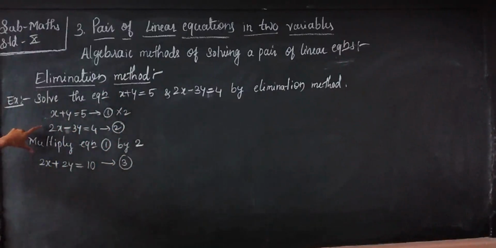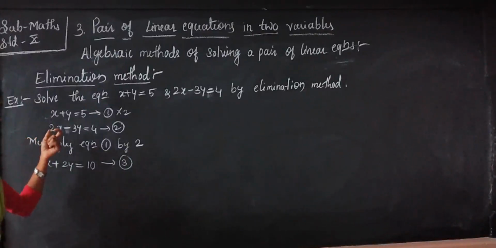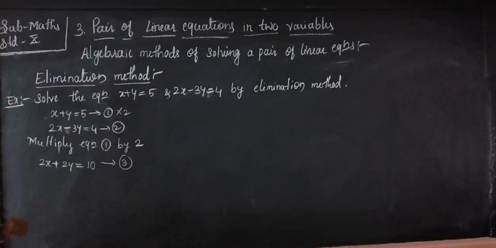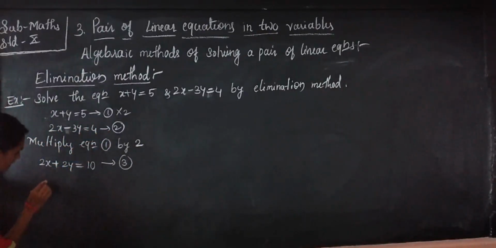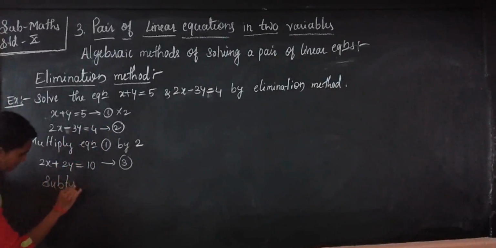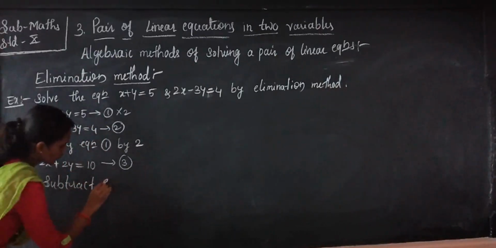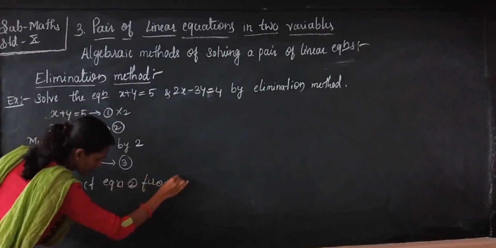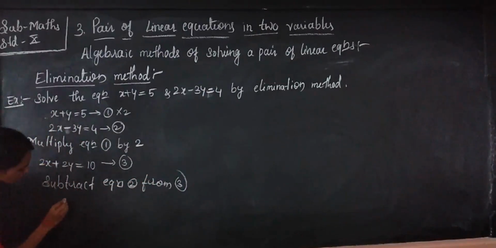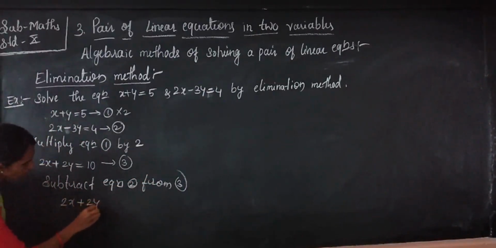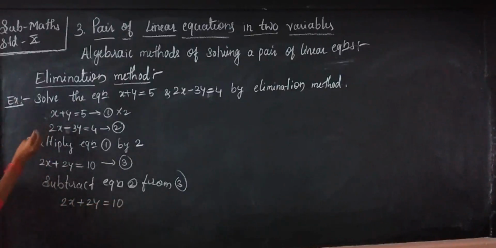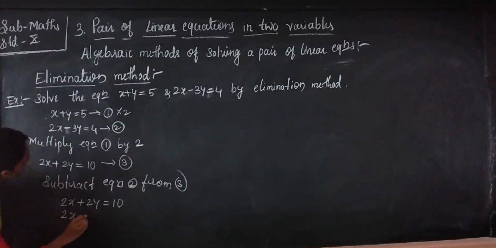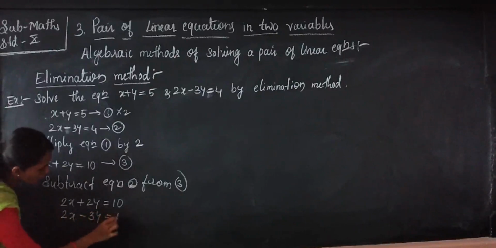Now compare equations 2 and 3. Here also 2x, here also 2x, so both values we can cancel. For that we have to subtract equation 2 from equation 3. What is equation 3? 2x plus 2y is equal to 10. And equation 2 is 2x minus 3y is equal to 4.